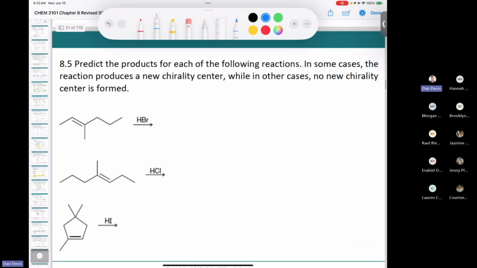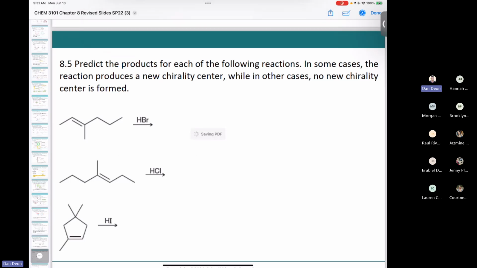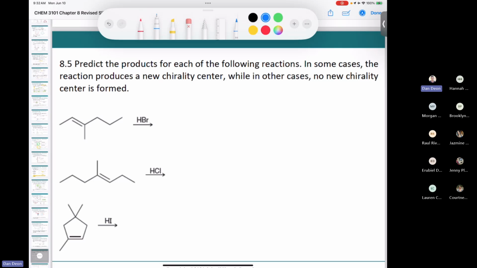It says here, predict the products for each of the following reactions. In some cases, the reaction produces a new chiral center, while in other cases, no new chirality center is formed. Now, again, I know you guys are really good at identifying these. It doesn't ask us to practice the mechanism here, but what I'd like you to do is, here's our alkene. This carbon has one hydrogen. This carbon has none. So could you just try and draw this out, okay? If you haven't done it already, I recommend trying it. Try to draw the curved arrows for this reaction.